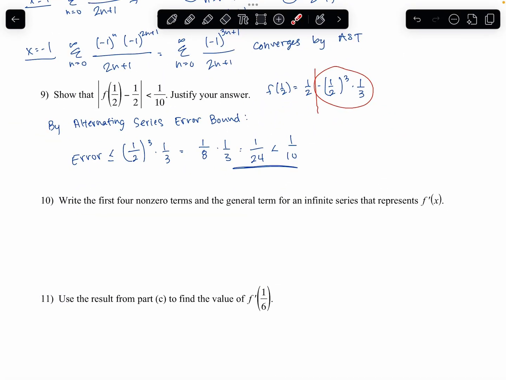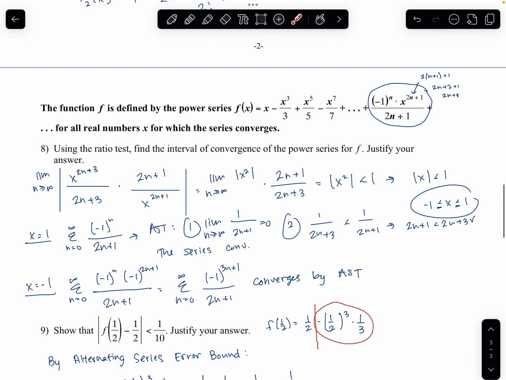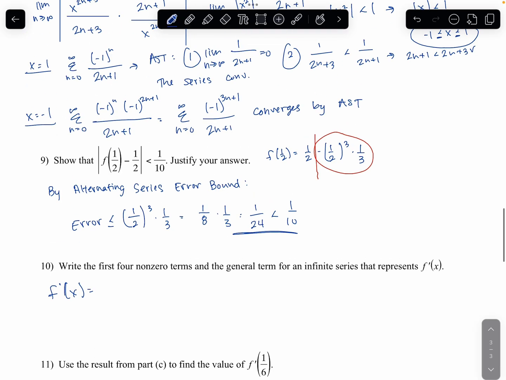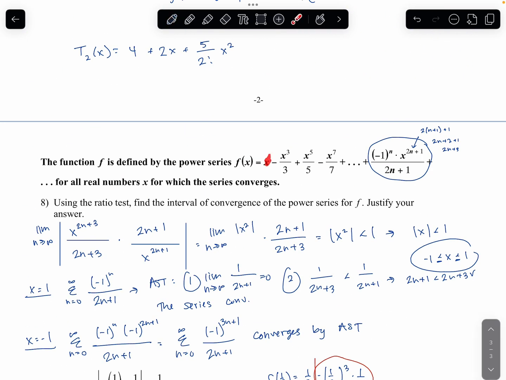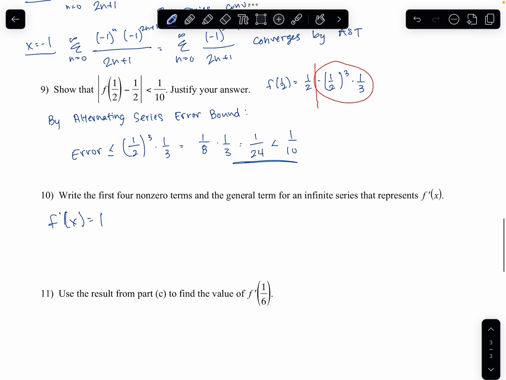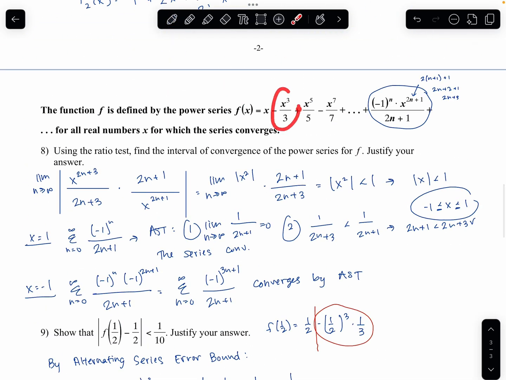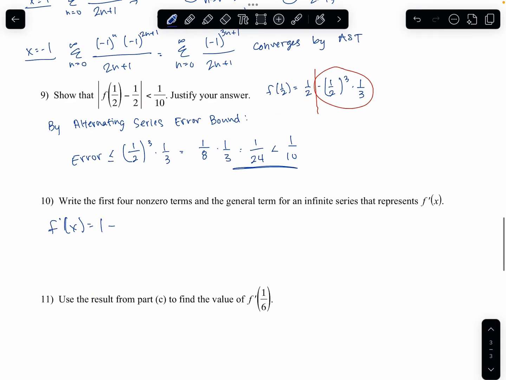So write the first 4 non-zero terms in the general term for an infinite series that represents f prime of x. So here's f of x. Find the first 4 non-zero terms in the general term. So f prime of x is equal to the derivative; the first term would be 1. Then it's going to be negative. If I take the derivative of this term, that's going to be 3 out here, that's going to cancel with that, and so it's just going to become x squared. So minus x squared.